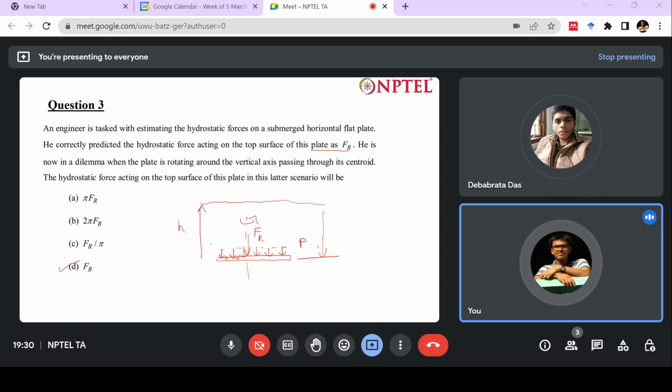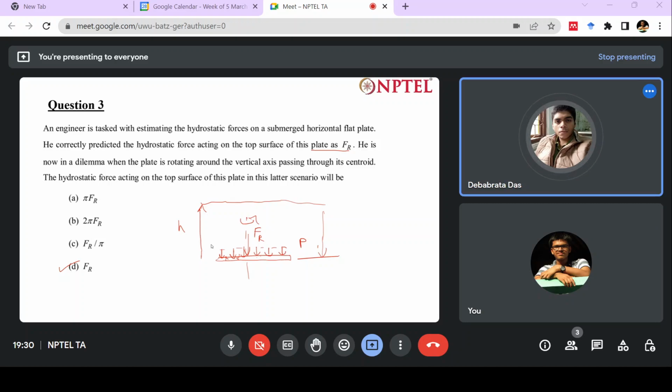But will the stress be the same? Will the stress acting on that horizontal plate be the same if it is rotating? The stress may vary because the force will also act sideways because the plate is rotating. Tangential stress components will also be there, right? That arises from the viscous stresses.